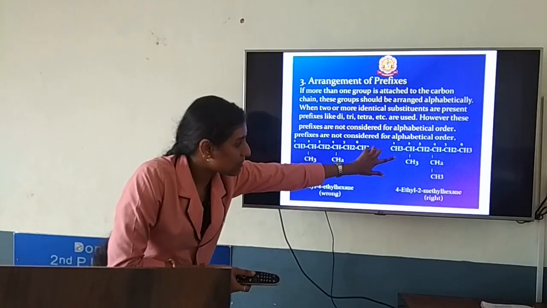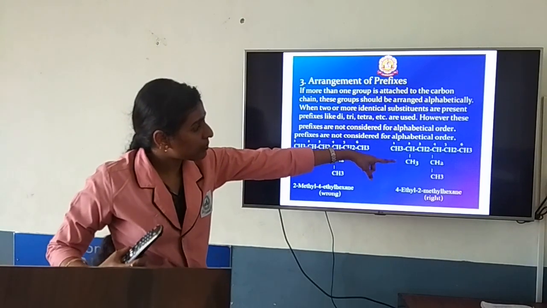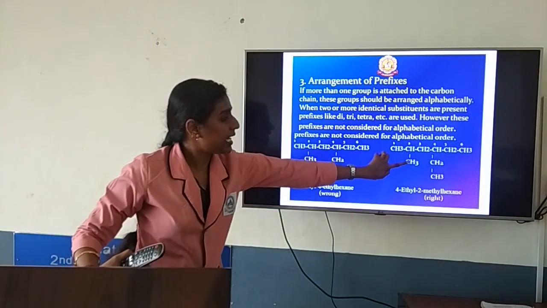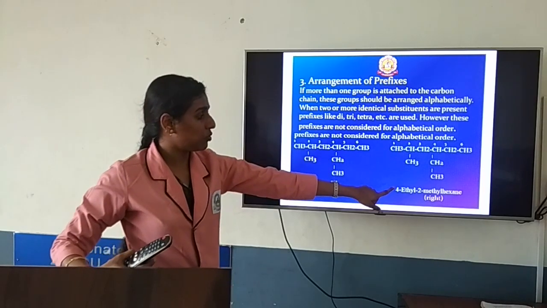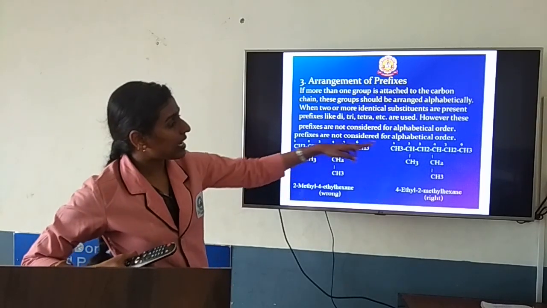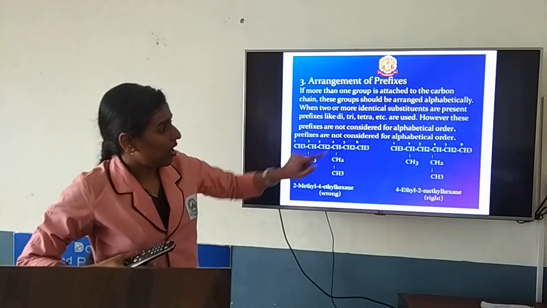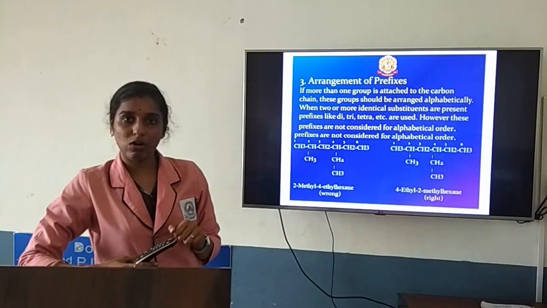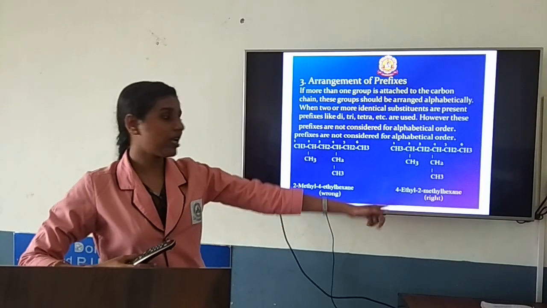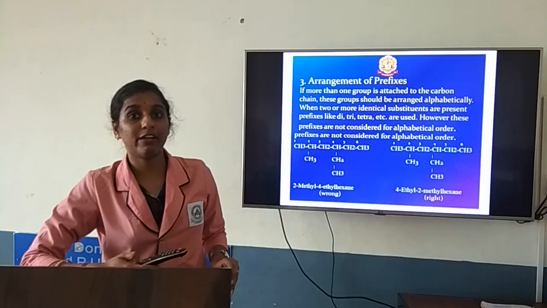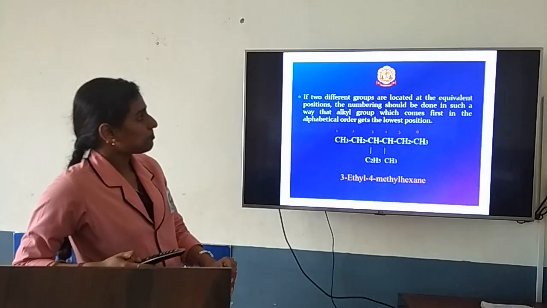So it goes in this manner. Now we check where ethyl is present. Fourth position. So 4-ethyl. Where is methyl present? Second position. So 2-methyl. How many carbons are present? 6 carbons, so we name it hex. All the carbons have single bonds, so it will end with ane. So that is the correct form of writing the nomenclature, or naming, of the compound.